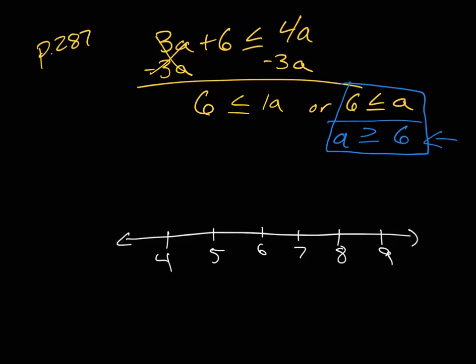Do a few smaller. Not to mention, when you go to graph, having the variable on the left, like you do here, will help you to be more efficient when you come to graphing these. Because what this is saying is a is greater than or equal to 6. So I know that my circle goes on 6, and a has to be bigger than 6. So it's going to be all the numbers to the right of that.